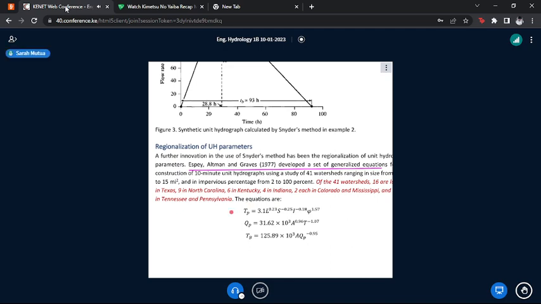So 41 watersheds are located in Texas, 9 in North Carolina, 6 in Kentucky, 4 in Indiana, 2 each in Colorado and Mississippi, and 1 each in Tennessee and Pennsylvania. Now, you notice I have put that segment in red, and rightfully so, because these equations have been developed using watersheds in the United States.